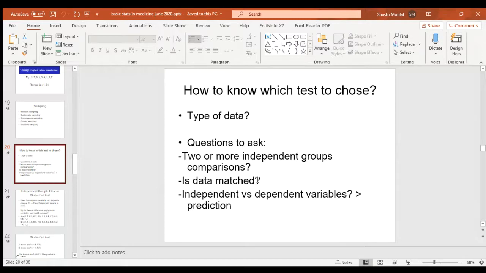If we did that for 10 patients, we would have 20 readings, 2 readings per each patient, a before and after.